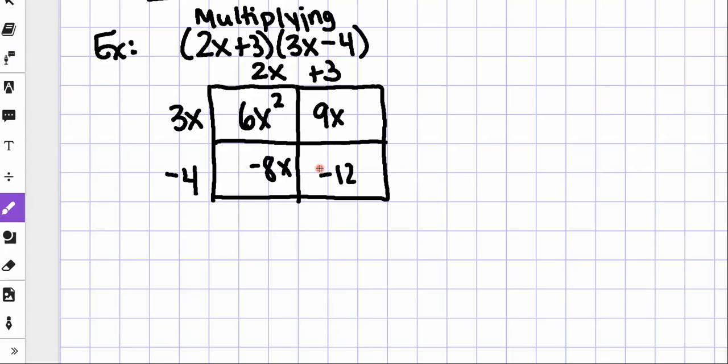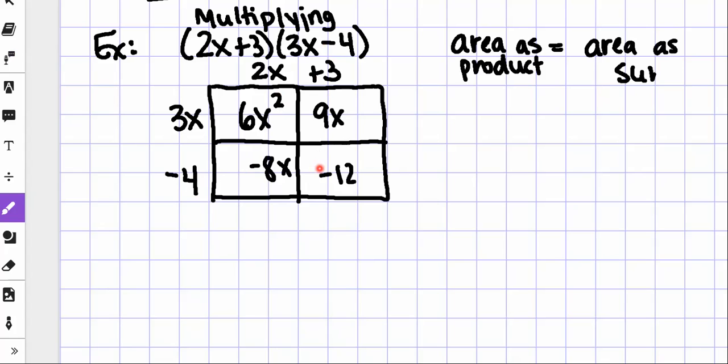So then when I'm going to do area as product equal area as sum, the area as a product is the outside. So that's going to be the 2x plus 3 and the 3x minus 4. It's the original problem. So 2x plus 3 times 3x minus 4 equals, and my area as a sum is going to be the inside. And this is actually my solution.